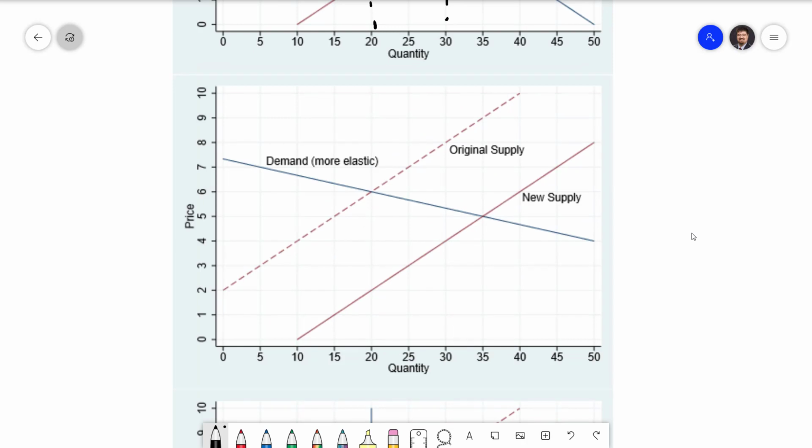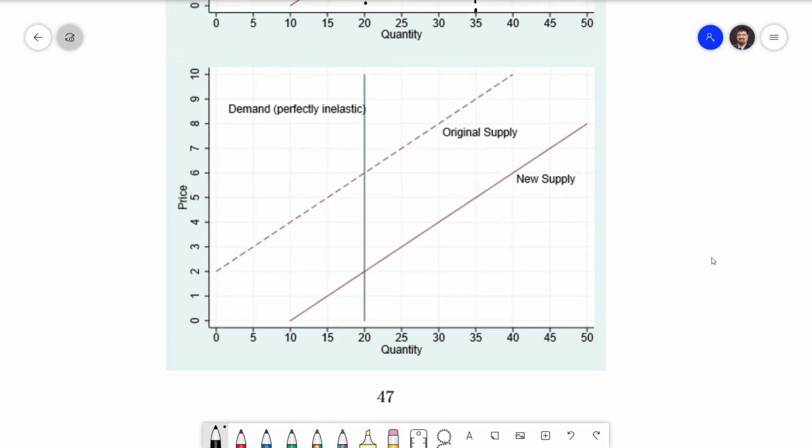In this next graph, I've kept the supply curve the same, but I've changed the demand curve so that it is flatter and more elastic. The original equilibrium here is still the same. It's 6 and 20, but this time when I shift the supply curve to the right, the exact same amount that I did before, something different happens. The price, instead of dropping down all the way to 4, only drops down to 5, while the quantity increases a lot more than it did before. It increases to 35 as opposed to 30. So when the demand curve is more elastic, the buyers respond to the supply shift by buying a lot more output, but the price does not go down as much.